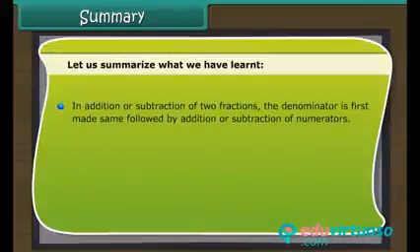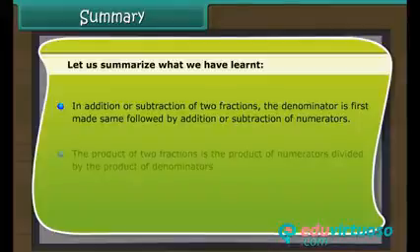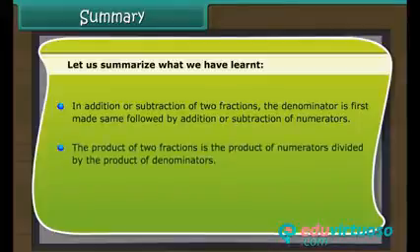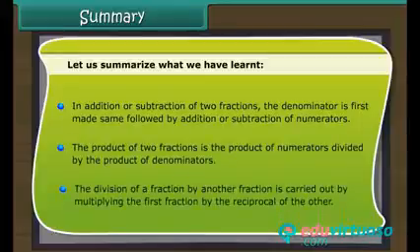In addition or subtraction of 2 fractions, the denominator is first made the same, followed by addition or subtraction of numerators. The product of 2 fractions is the product of numerators divided by the product of denominators. The division of a fraction by another fraction is carried out by multiplying the first fraction by the reciprocal of the other.